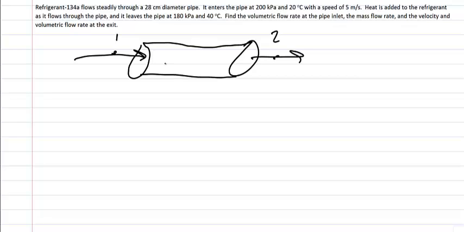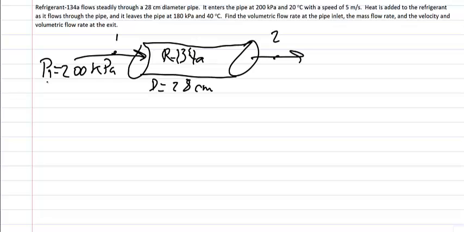We're given the diameter. So we'll just note that the diameter is 28 centimeters, and it's the same at the inlet and at the exit. We're given that it's refrigerant 134A, so let's just indicate refrigerant 134A. And we're also given some properties at both the inlet and at the exit, so let's note that the pressure at the inlet, P1, is 200 kilopascals. We're also given the temperature at the inlet of 20 degrees Celsius, as well as the velocity of 5 meters per second. At the exit, we have similar information.